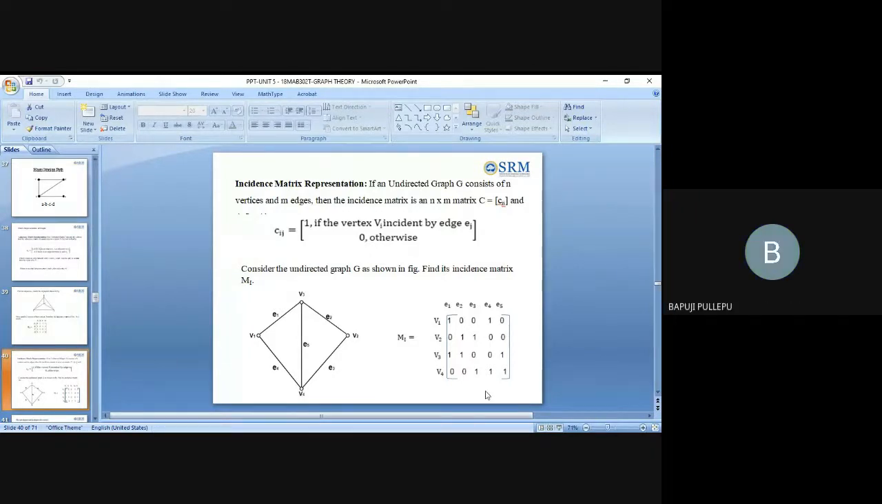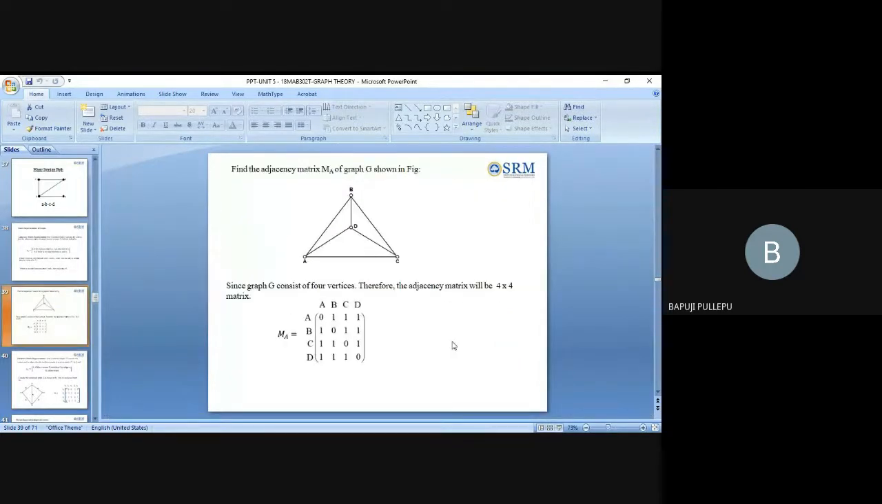Now, V4 E1 0. This is called incidence matrix. The previous matrix is what? Adjacency matrix. Adjacent means what? Vertex to vertex only you will write. A to A is 0, but A to D the connection is there. A to C is there. A to B is there. Correct?